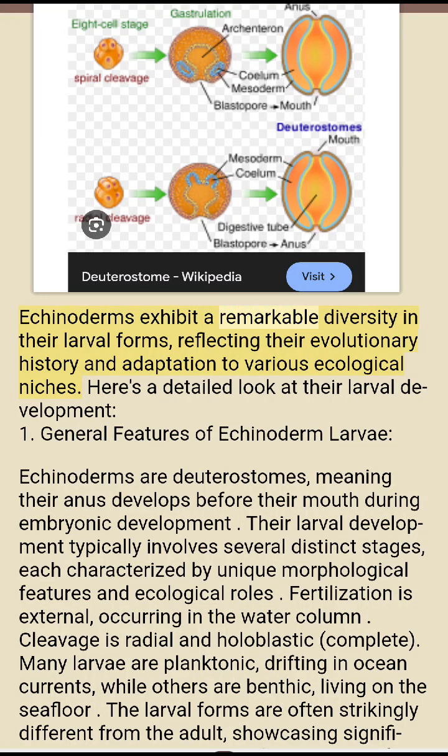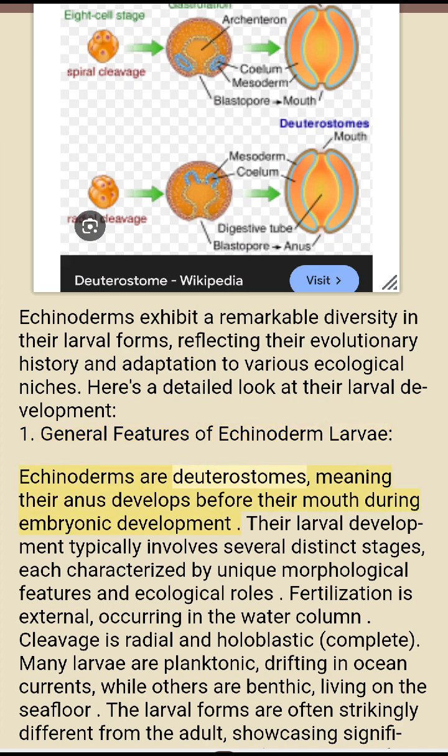Echinoderms exhibit a remarkable diversity in their larval forms, reflecting their evolutionary history and adaptation to various ecological niches. Here's a detailed look at their larval development. 1. General features of echinoderm larvae.